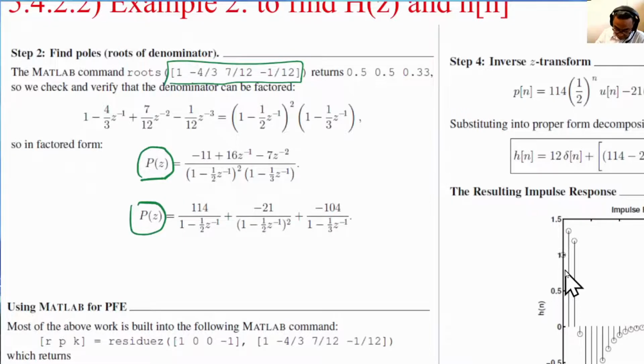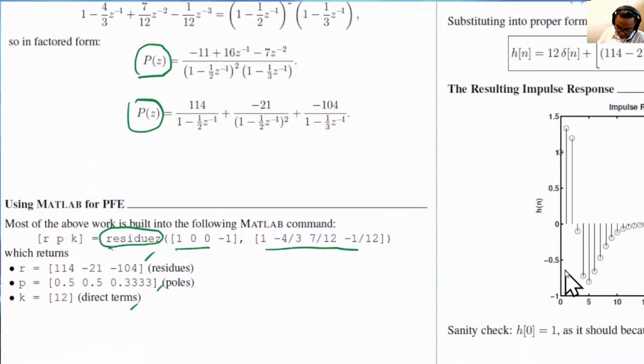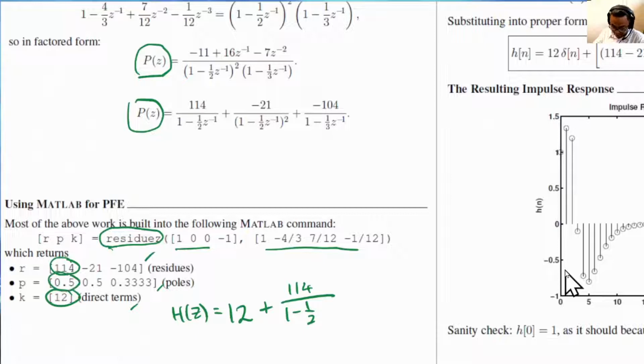So you're better off using residuez with the coefficients of the numerator and the denominator, and this is what we find. So we are going to write down the equations now. H of z is equal to k, which is 12, plus 114, which is the R1, over 1 minus half z to the power of minus 1.